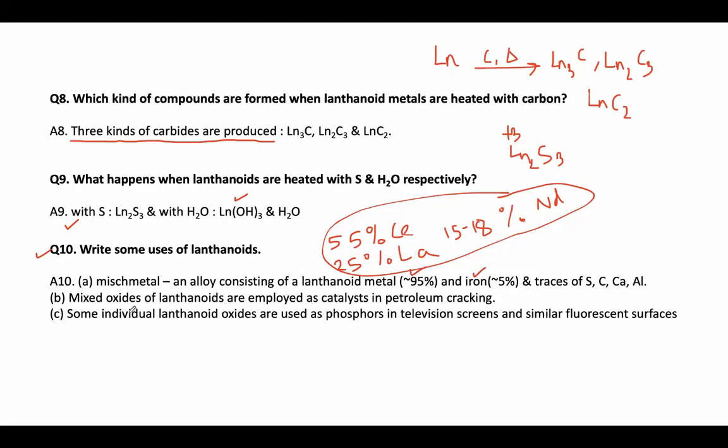We also have mixed oxides of lanthanides, which are employed as catalysts in the cracking of petroleum. Some individual lanthanide oxides are also utilized as phosphors in television screens and similar fluorescent surfaces. So these are the typical questions that I had to discuss with you on the inner transition elements, the lanthanides. With this, we draw the conclusion to this chapter on the chemistry of d and f block elements. From the next class, we will be discussing the chemistry of coordination compounds.